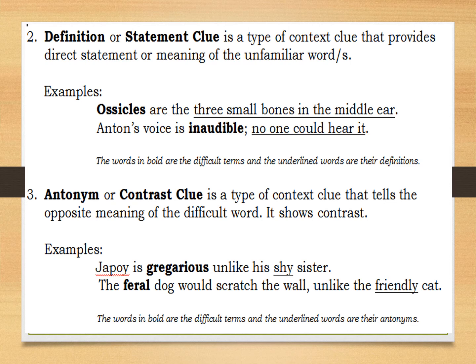Number 3. Antonym or contrast clue is a type of context clue that tells the opposite meaning of the difficult word. It shows contrast. Examples: Jacoy is gregarious, unlike his shy sister. The feral dog would scratch the wall, unlike the friendly cat. The words gregarious and feral are the difficult terms, and the underlined words such as shy and friendly are their antonyms.